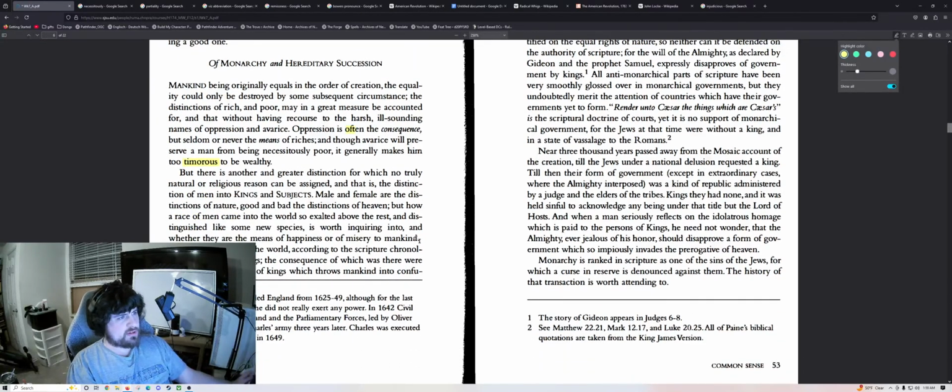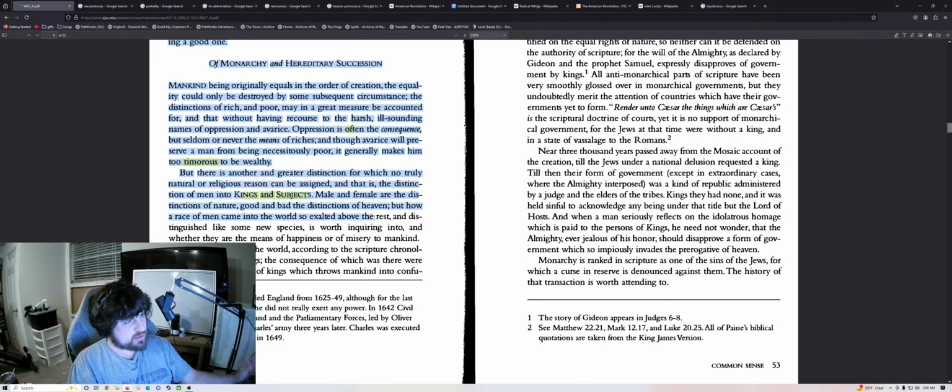But there's another and greater distinction from which no truly natural or religious reason can be assigned, and that is the distinction of men into kings and subjects. Why is this capitalized? Male and female are the distinctions of nature. Good and bad are the distinctions of heaven. But how a race of men came into the world so exalted above the rest, and distinguished like some new species, is worth inquiring into, and whether they are the means of happiness or misery.